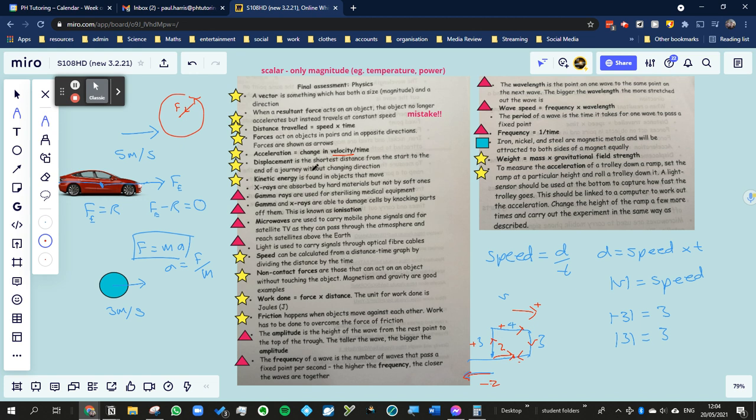So displacement, yes, done that. Kinetic energy is found in objects that move. That's not a particularly complicated sentence. You would need to know the formula as well, which is kinetic energy is equal to the half.